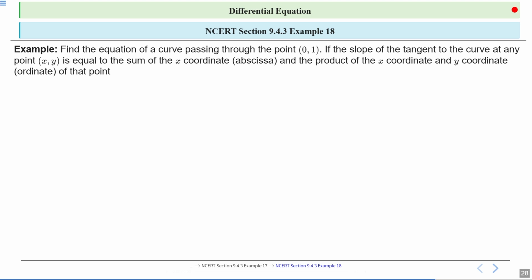So at first we find the general solution, then using the initial condition, that the curve is passing through (0, 1), we calculate the value of c. Then when we substitute the value of c into the general solution, we get the equation of the curve which satisfies the differential equation as well as passes through the point (0, 1).